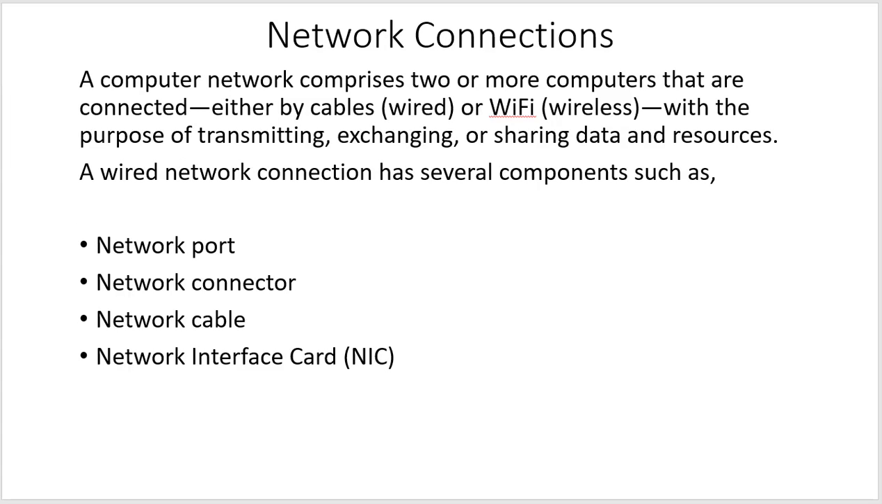Network connections. A computer network comprises 2 or more computers that are connected by cables or Wi-Fi for the purpose of transmitting, exchanging, and sharing data. A wired network connection has several components such as a network port, a network connector, a network cable, and a network interface card.